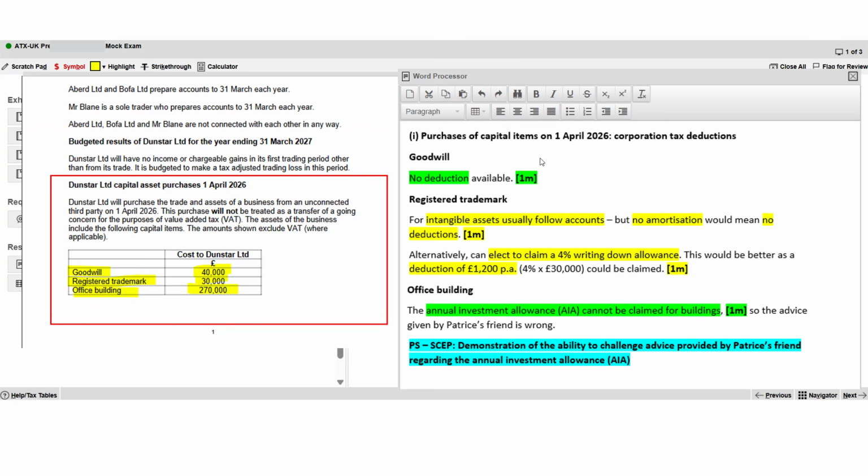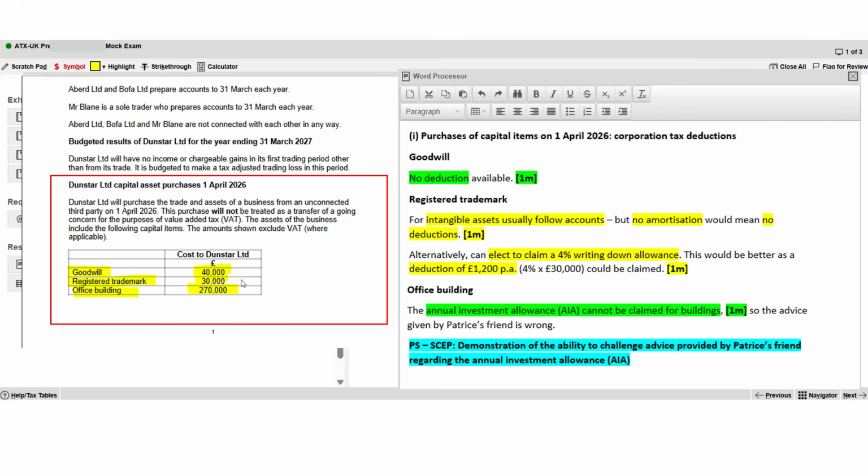So here's my answer for this part of the question. I've tried to show you the marks available, so I've illustrated the easy marks with green, the doable but not quite so easy marks in yellow here, and then the professional skills marks I've put in this nice turquoise colour. So we have the goodwill, and goodwill, unfortunately, we get no deduction. There are no capital allowances on goodwill, we cannot claim that cost, so as long as you've learnt that, that should be a nice easy mark.